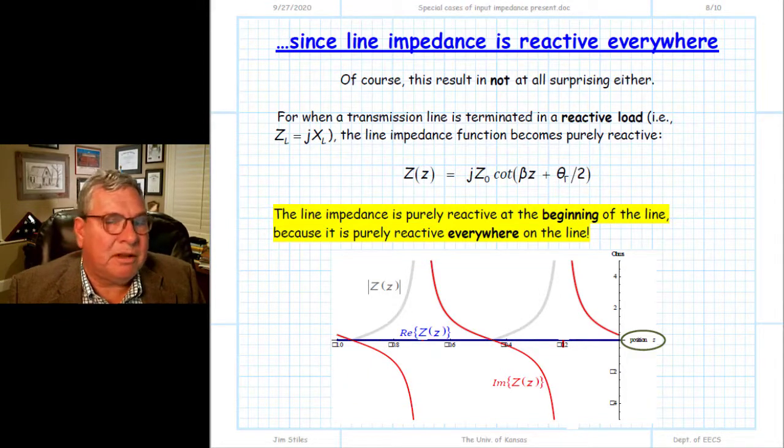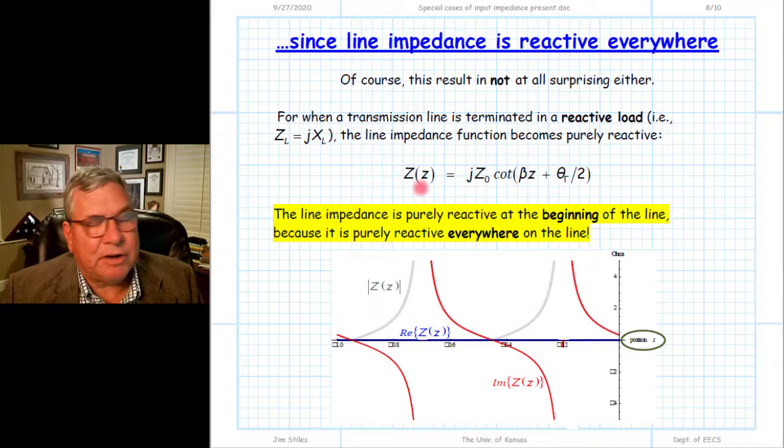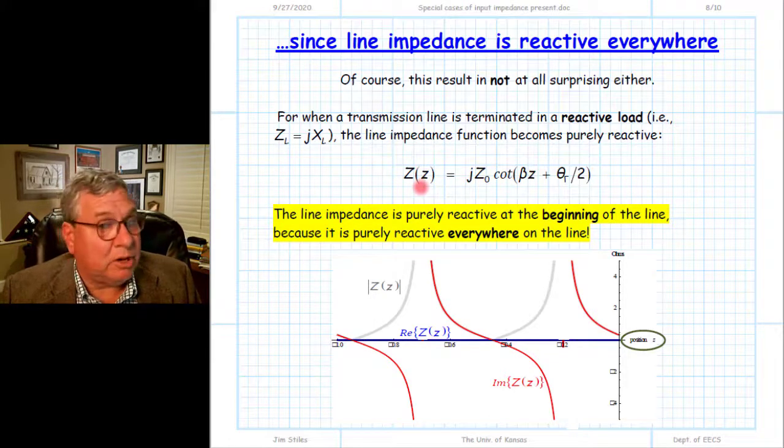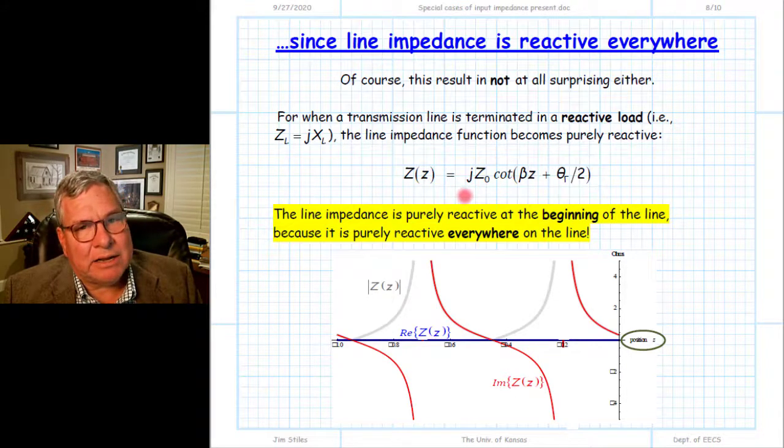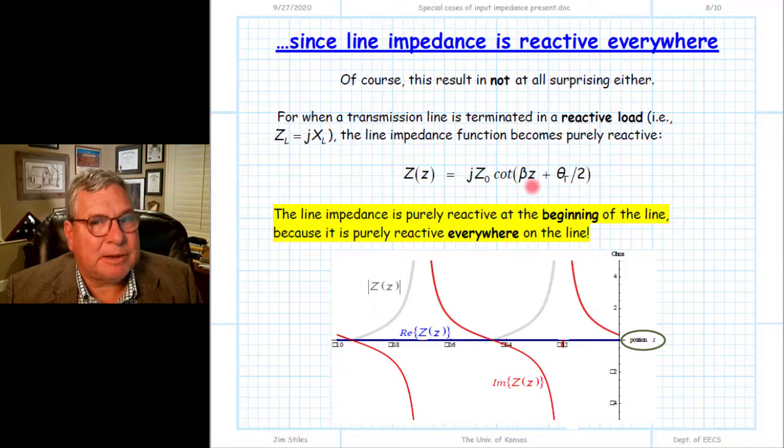If we went into the analysis of the line impedance function itself, for the case where the load is purely reactive, we inserted jXL into the line impedance function and, with a little algebra, we could show that it simplifies to this result. If we look closely, this result is likewise a purely imaginary impedance, in other words, a purely reactive line impedance. It depends on position. The reactance is going to change with respect to position, but at every point, the real part will be equal to 0. And this is shown plotted here.